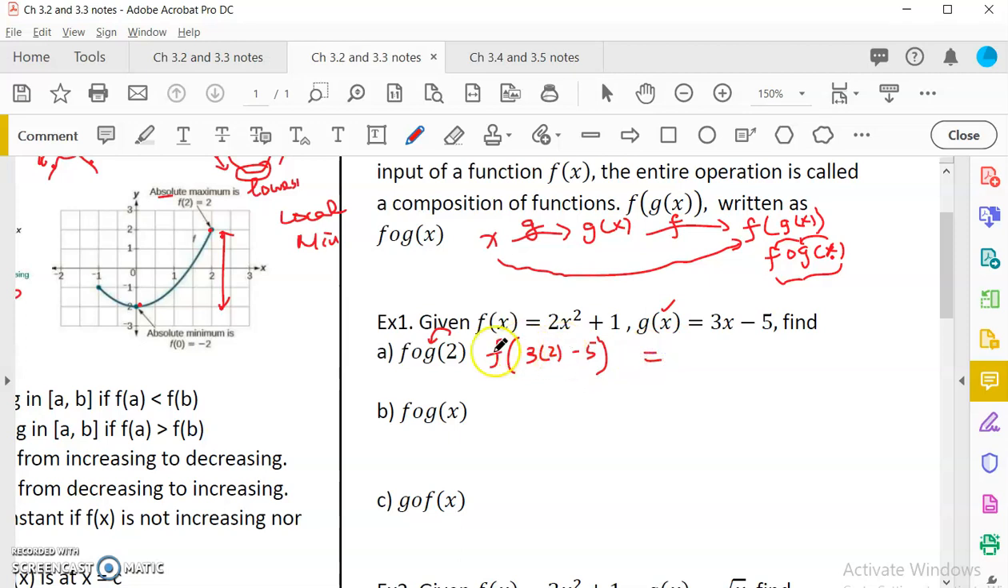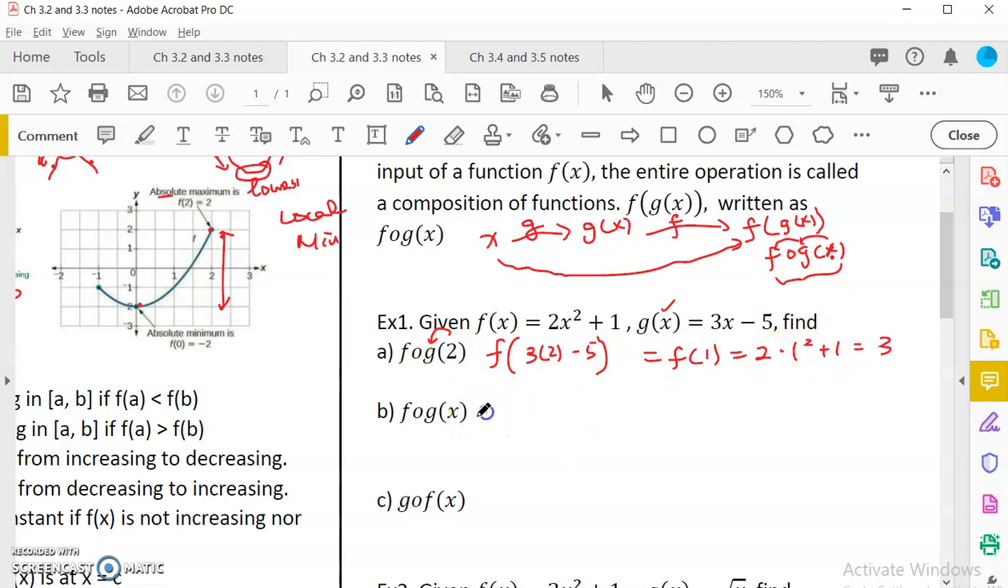So you see how you have f of this as being the input. 6 minus 5 is 1, so it becomes f of 1, because after you put 2 in here, g of 2's output is 1. Now we're going to put 1 into f. So it'll be 2 times 1 squared plus 1, that is 3. So f of g of 2 is equal to 3.